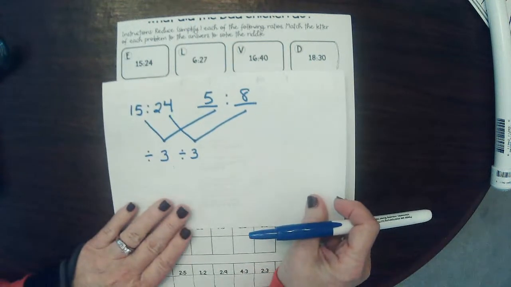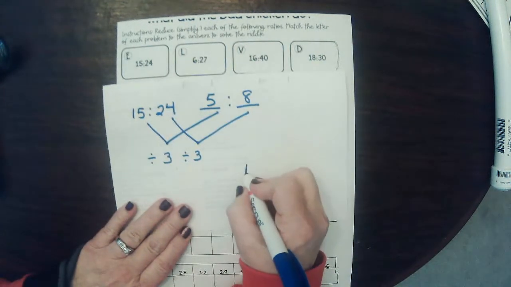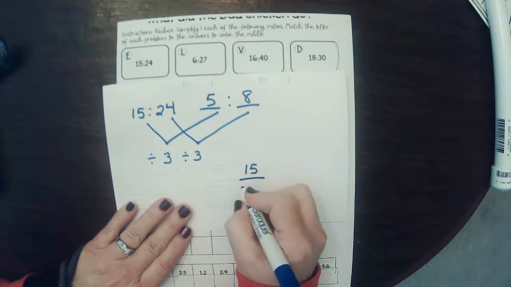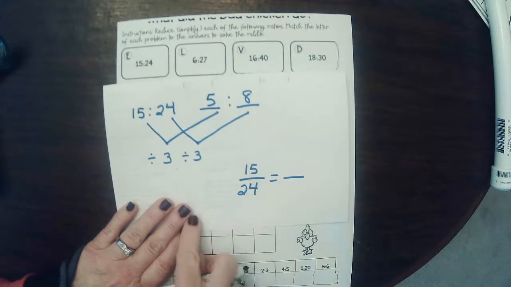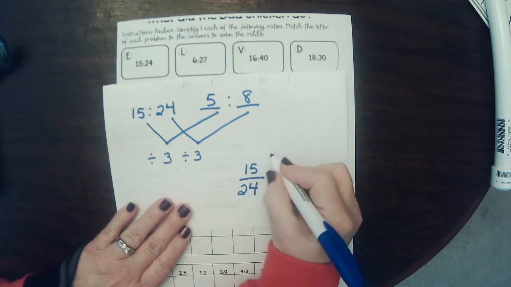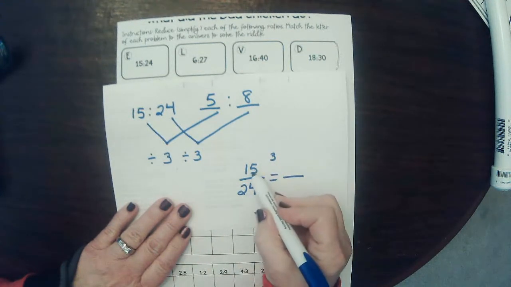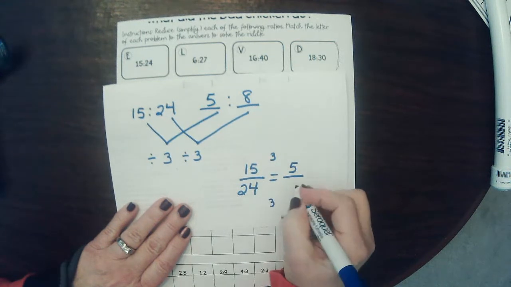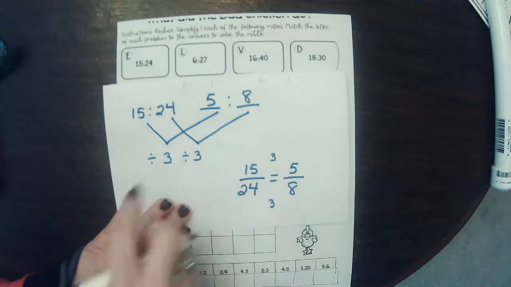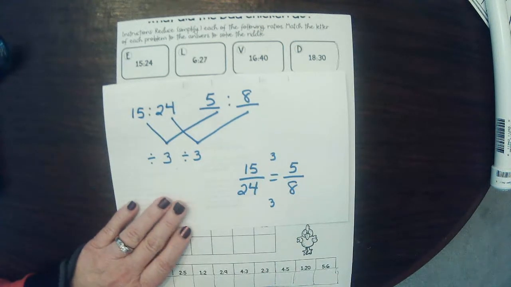Now, if you're listening, I said there's two ways that you can do that. Some of us like to change it to a fraction like this. We find the common factor again, it's still 3. And we say 15 divided by 3 is 5, and 24 divided by 3 is 8. We still get the same answer whichever way we prefer to do that.